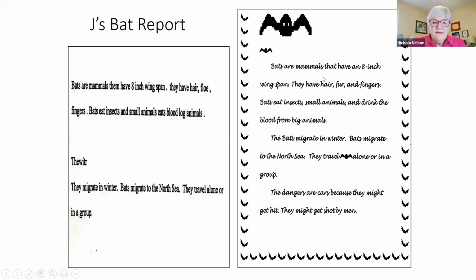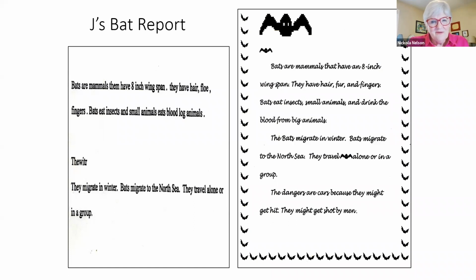And then by the time he got over here to his final report, which you see, he put this lovely border on. Bats are mammals that have an 8-inch wingspan. They have hair, fur, and fingers. Bats eat insects, small animals, and drink the blood from big animals. The bats migrate in winter. Bats migrate to the North Sea. They travel alone or in a group. The dangers are cars, because they might get hit, they might get shot by men.